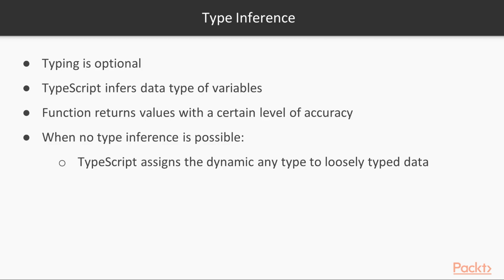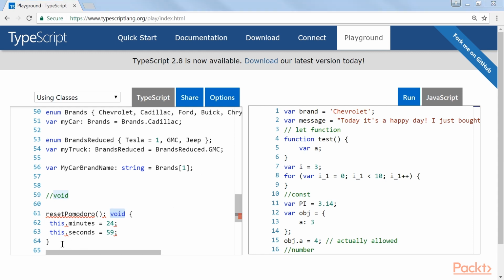Now, typing our data is optional since TypeScript is smart enough to infer the data type of our variables and function return values out of context with a certain level of accuracy. When no type inference is possible, TypeScript will assign the dynamic any type to the loosely typed data at the cost of reducing type checking to a bare minimum. An example of inferring at work can be seen in this code.